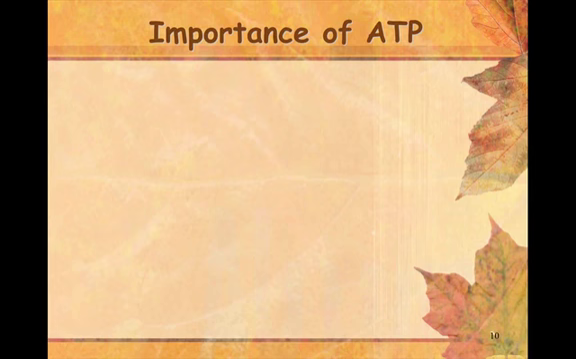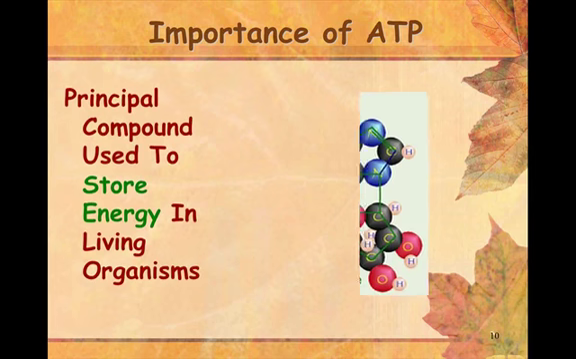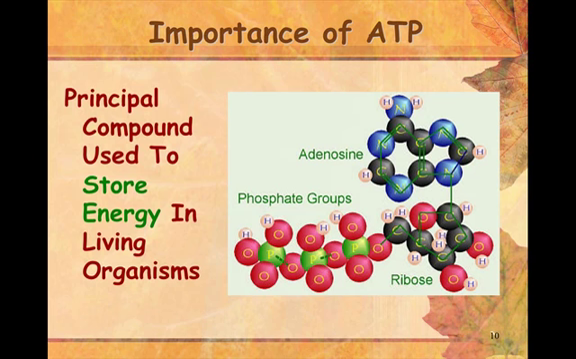Why is ATP important? ATP is the principal compound used to store energy in living organisms. And if we're looking at a different model of ATP, you can see where all of the different elements are put together in order to make ATP.